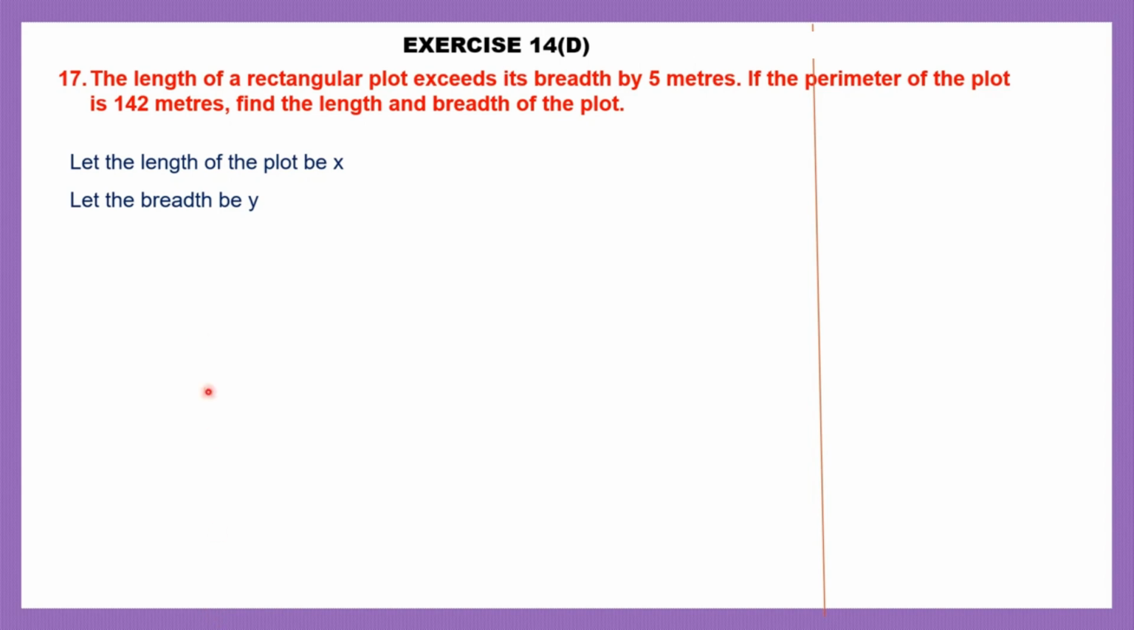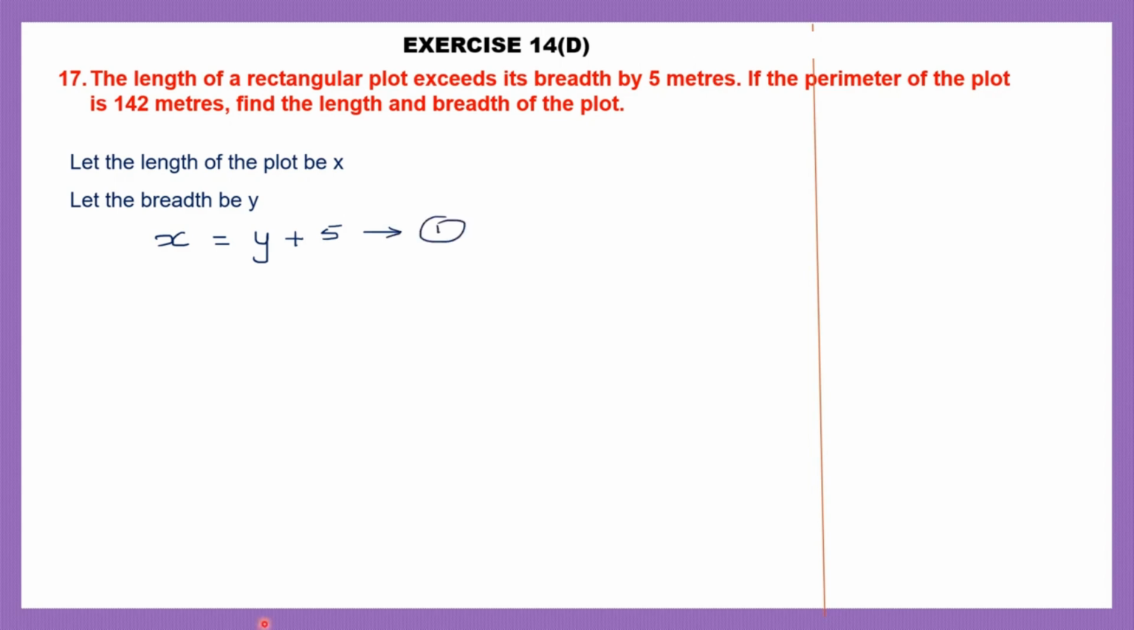And what does the first statement say? The length of a rectangular plot exceeds its breadth by 5 meters. So let's substitute. Length is x. They're saying length exceeds the breadth by 5 meters. So breadth is y, plus 5 meters. So x equals y plus 5. This is our first equation.